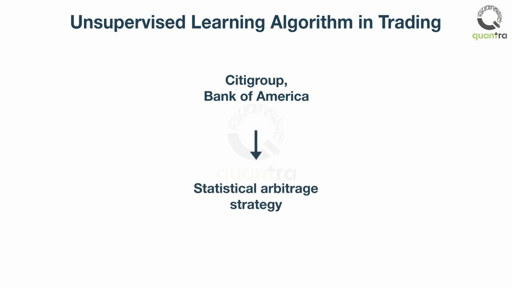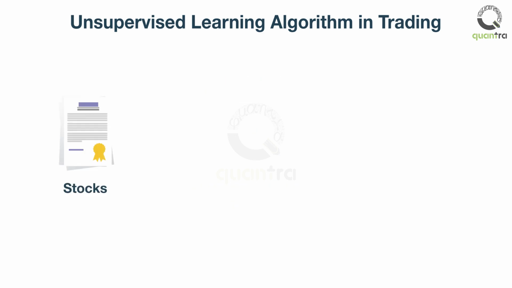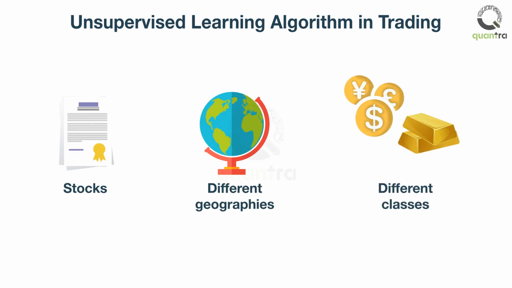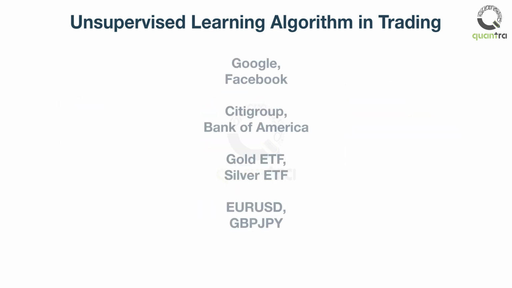trading strategy on it. This can work not only on 500 stocks, but also on stocks from different geographies, or even from different asset classes such as FX, commodities, or bonds. The unsupervised algorithm will group them together in a matter of seconds. This is useful not only for pairs trading, but you can use these groups to create diversified portfolios.